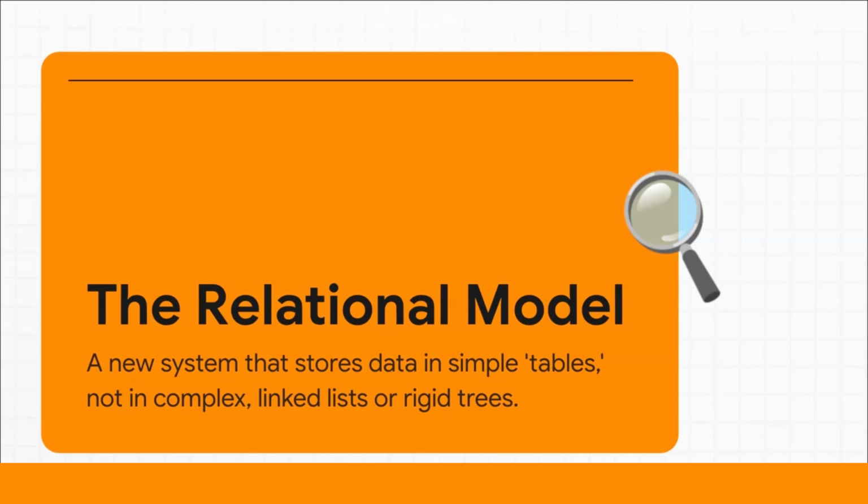So, in 1970, he published a paper that would change everything. The idea at its heart was just breathtakingly simple. He said, forget the webs, forget the trees, just put your data in simple tables. That's it. He called these tables relations.